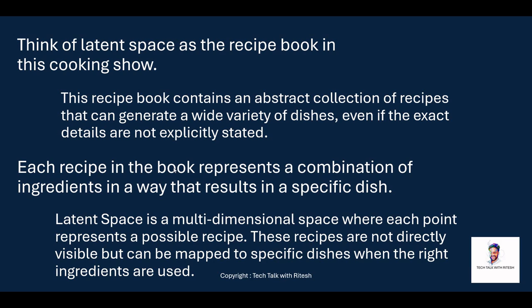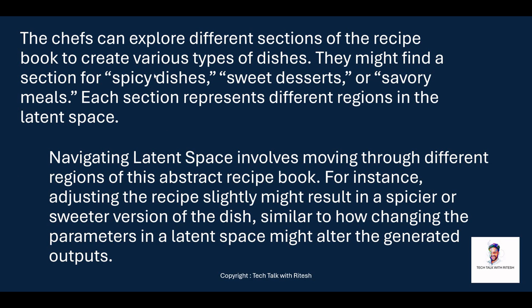I hope it makes sense now with this example. The chefs can explore different sections of the recipe book to create various types of dishes. They might find a section for spicy dishes, sweet desserts, or savory meals, etc. Each section represents a different region in the latent space. Navigating latent space involves moving through different regions of this abstract recipe book.